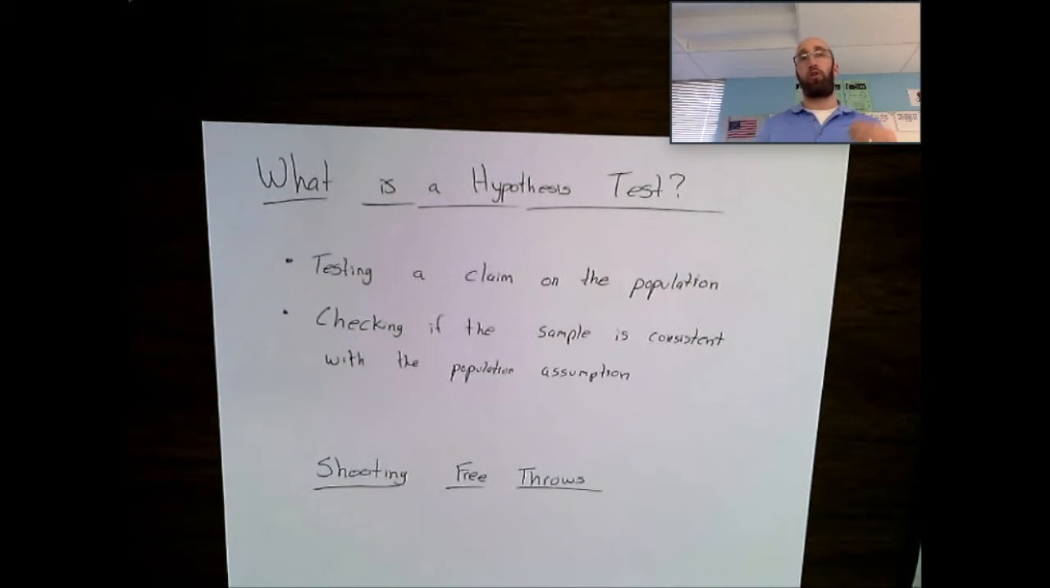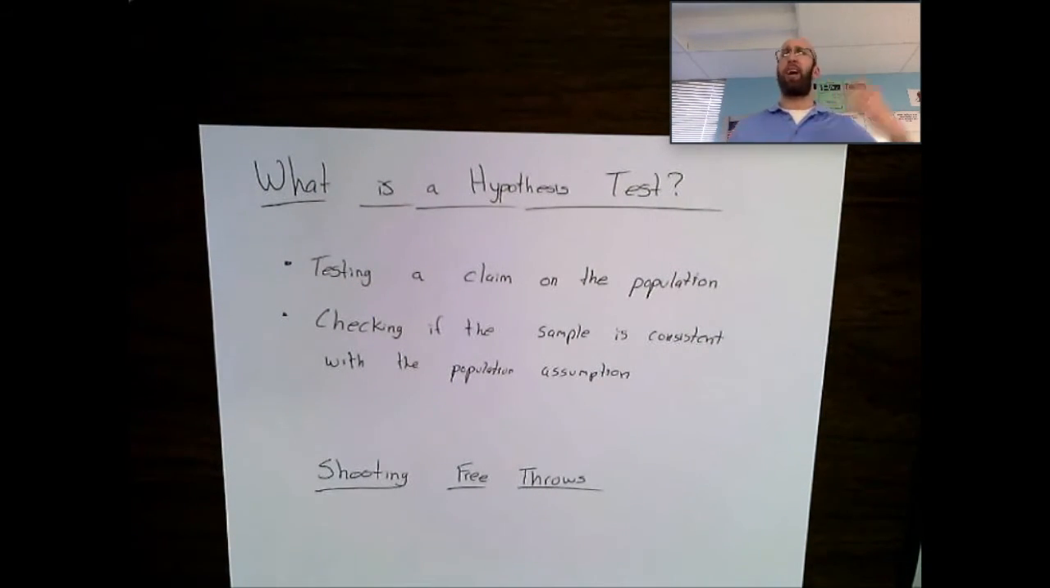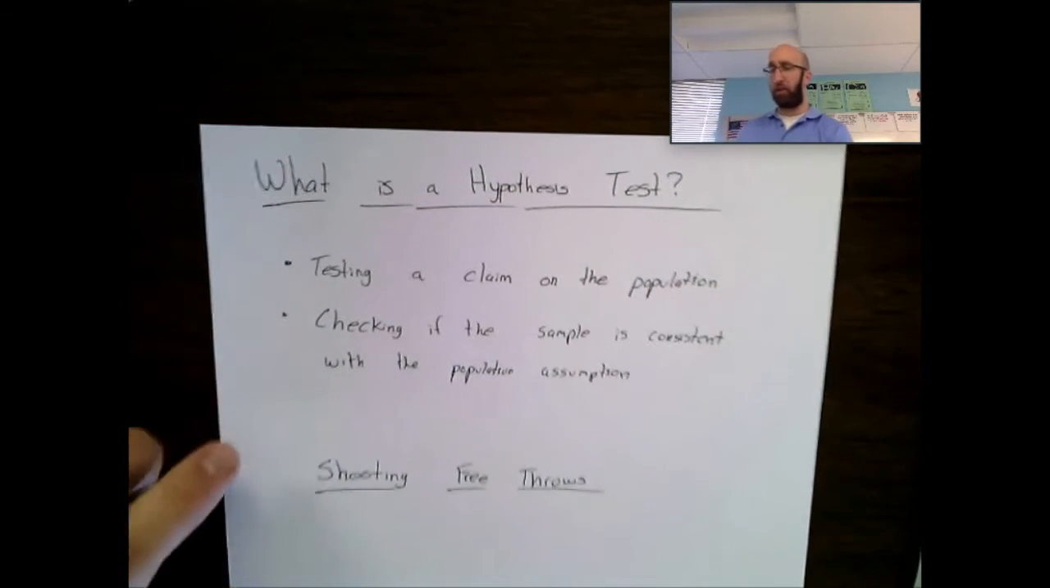What we're going to do is test that claim. So someone's going to be like, I believe the population average is this, and we're going to try and test that belief. And we can argue, well, I think it's actually higher, I think it's lower, or I just don't think it is what you claim. So we're testing a claim on the population.